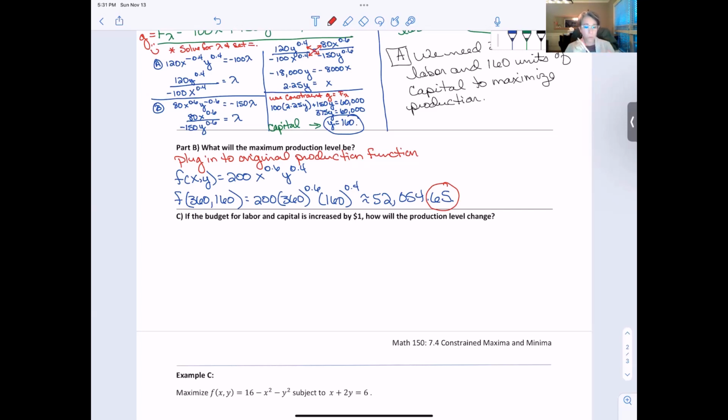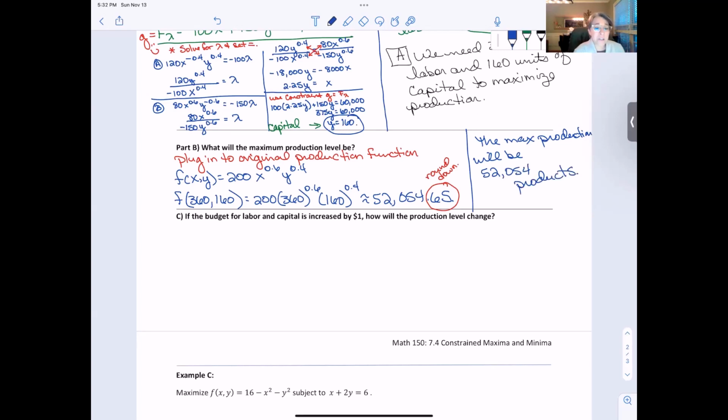But remember, we only have so much money in our budget. So if we try to make more products, we're not going to have enough labor, we're not going to have enough capital. We don't have enough money to make that. We're close, but we can't make that extra one. So that's why we round down. So this would be max production will be 52,054 products.